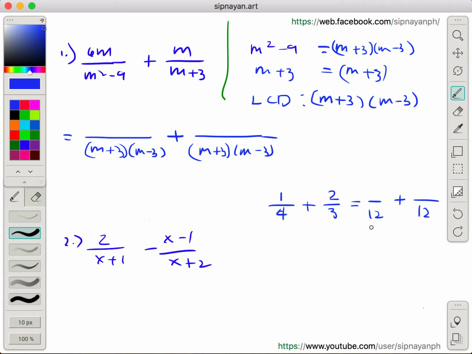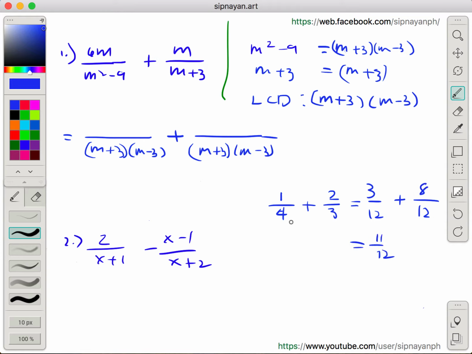So, to get the numerator here, we have to divide 12 by 4 and then multiply the quotient by 1. So, 12 divided by 4 is 3 times 1 is 3. And then 12 divided by 3 is 4 times 2, 8. So, magiging 11 over 12.